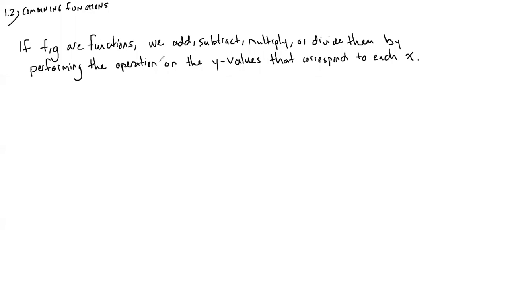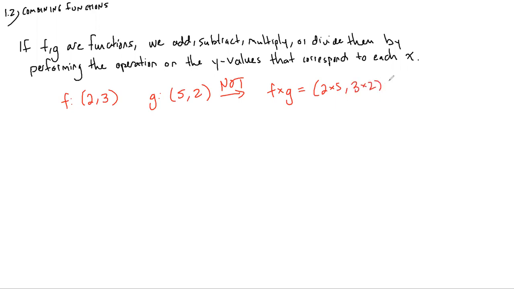So we don't, for example, let's say we have this point like 2 and 3 in f, and let's say in g we have the point 5 and 2, then it's not like f times g equals 2 times 5, 3 times 2, which would be like 10 and 6, right? So that's not what we do.